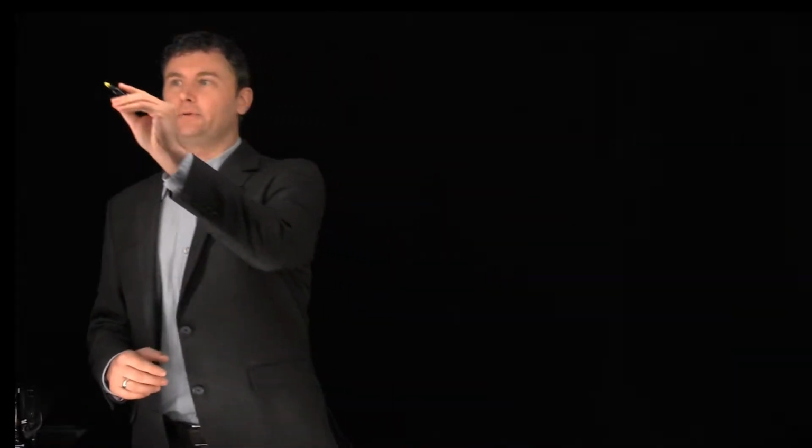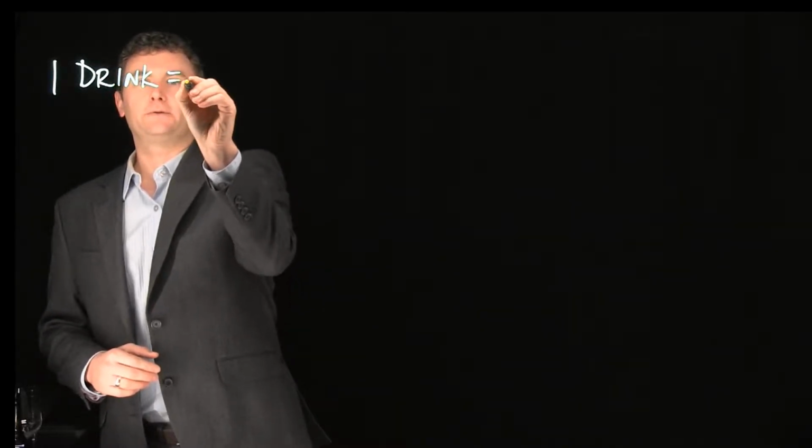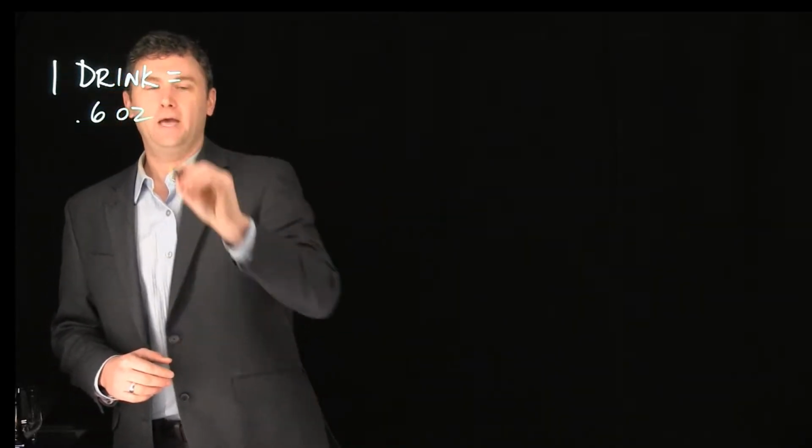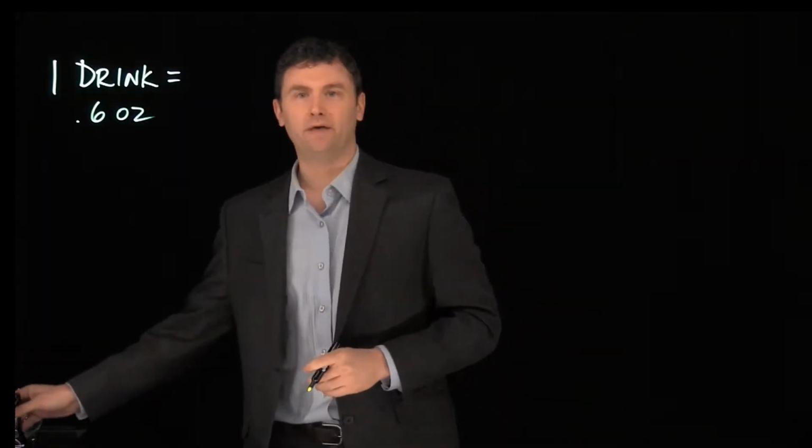Hi there. Today I'm going to be talking about blood alcohol concentration, or BAC. And so the very first thing we need to do is clarify what we mean when we talk about a standard drink. So in the United States, one drink would be considered 0.6 ounces of pure alcohol. And I'm going to give you three different examples of what that would look like.